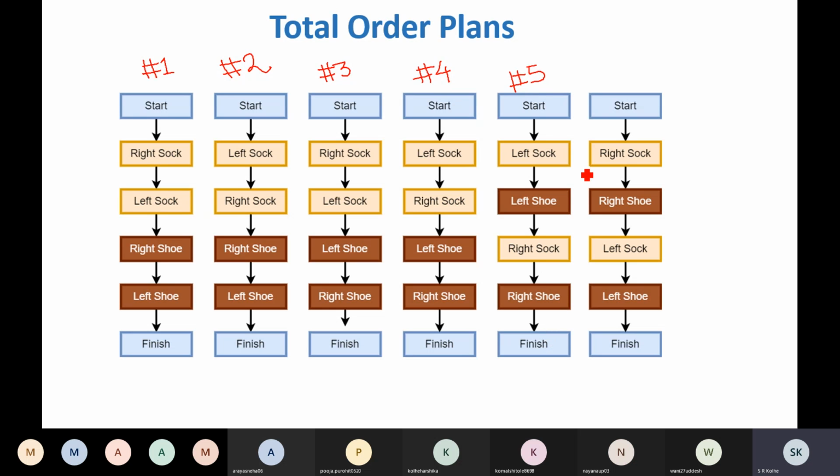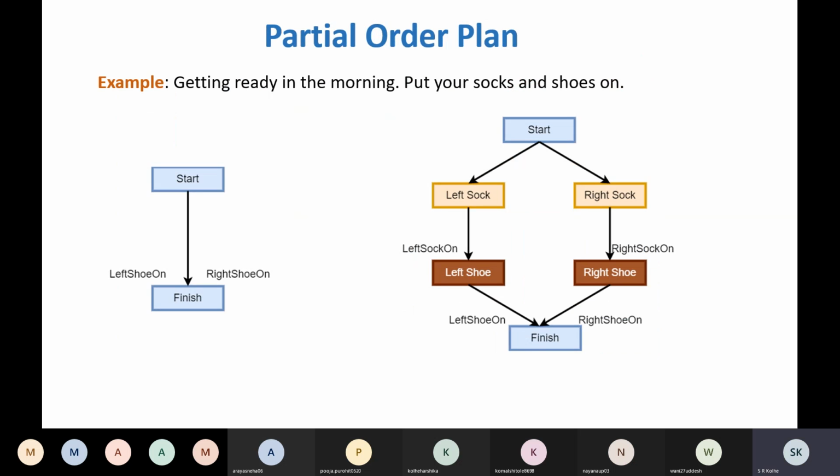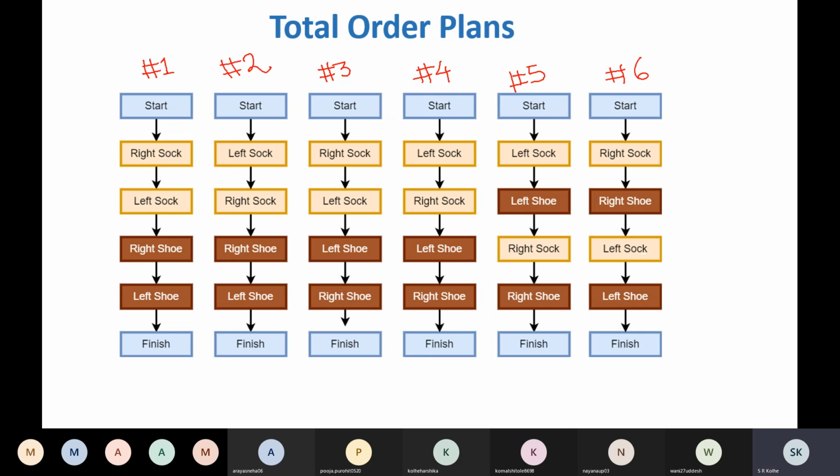And last, sixth possibility, instead of left, you wear the right sock first, then right shoe, then left sock, then left shoe. Still, the same goal can be achieved here. So this plan will result in 6 totally ordered plans.